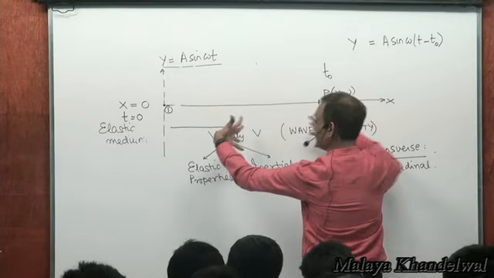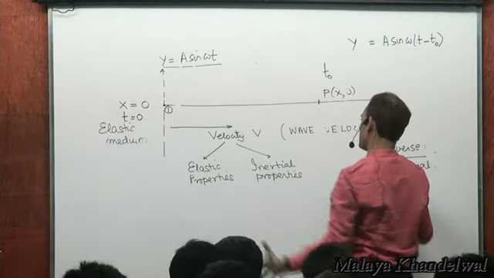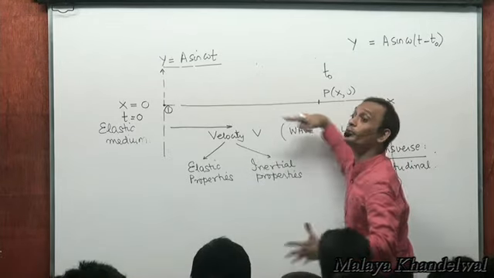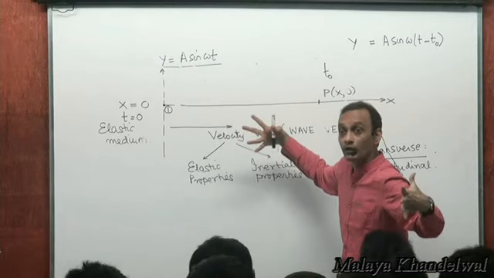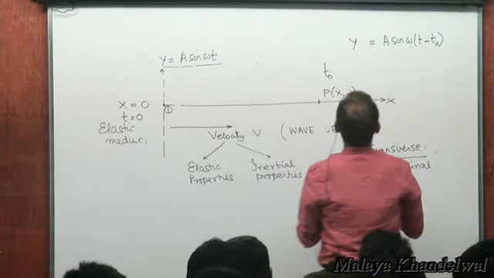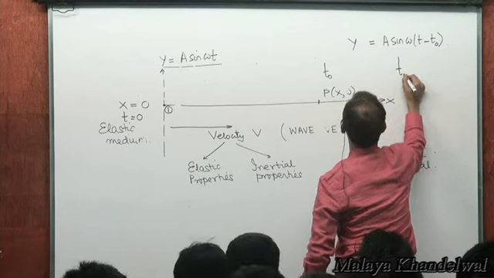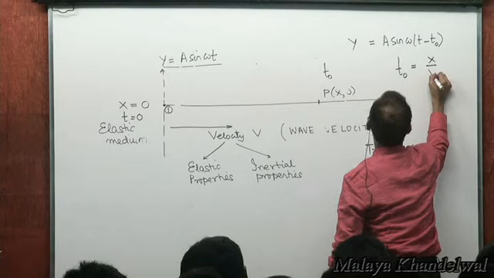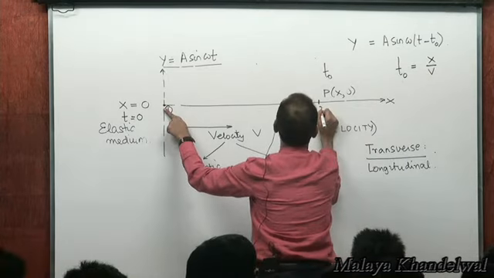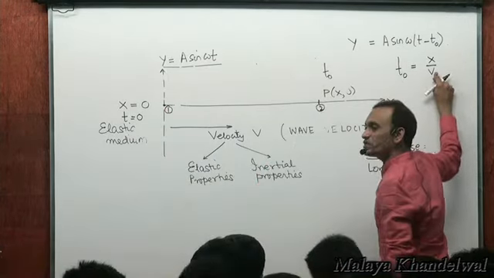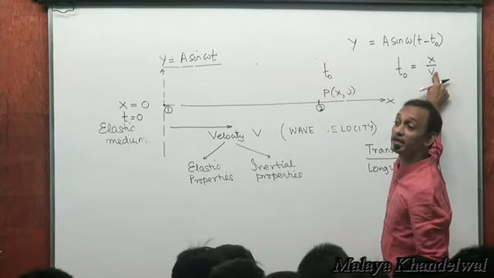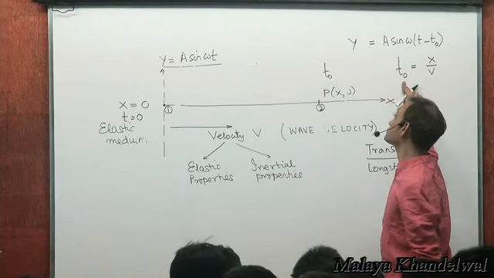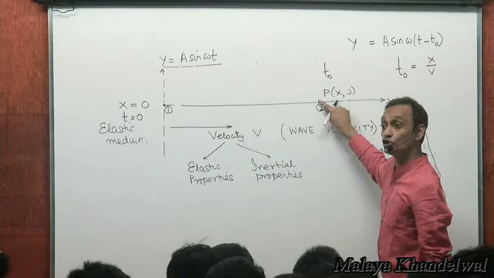Now we are assuming the medium is uniform with uniform properties. So the wave velocity will not depend on x. It's going to be the same everywhere, right? Therefore, the time t naught it took for the disturbance to reach P would be given by x divided by the wave velocity. This is the displacement between 1 and 2, and it takes place at the rate of v meters per second. That's the time it took for the disturbance to reach 2.